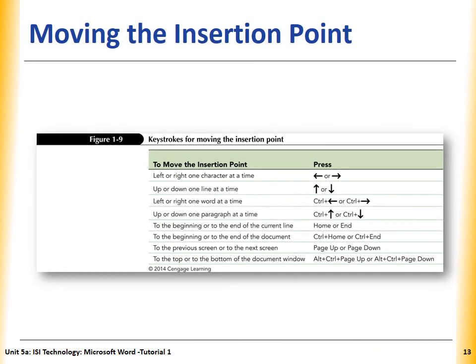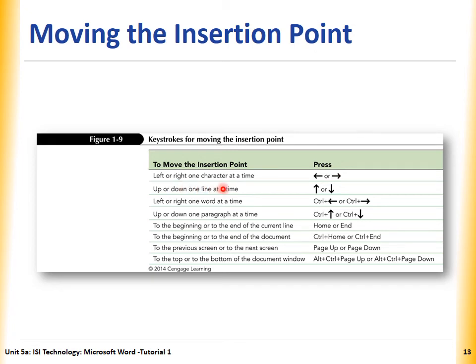Insertion point. This one's really easy. Moving the insertion point. How to do that? Keystrokes for moving the insertion point. To move the insertion point left or right, one character at a time, I have to press the arrows on the keyboard, left or right. Up and down, I have to use the up and down arrows. I told you this one's really easy.